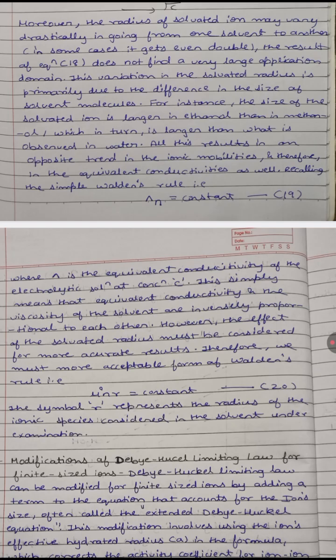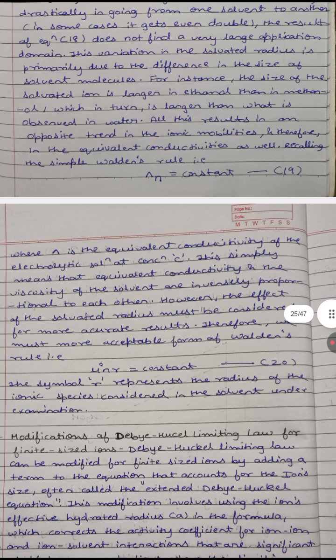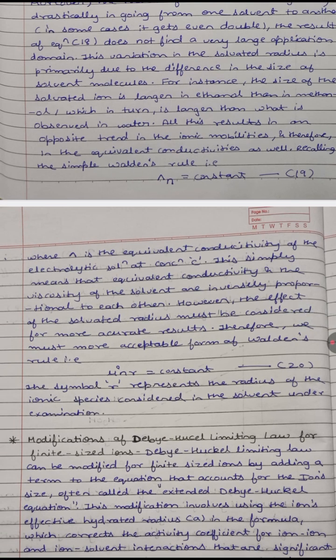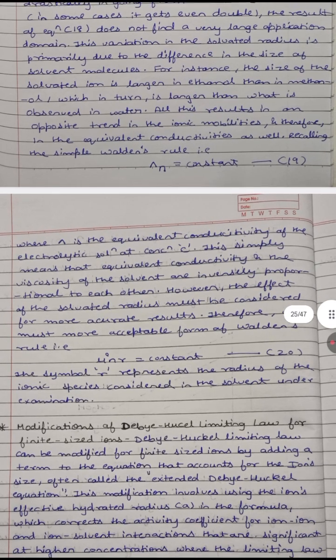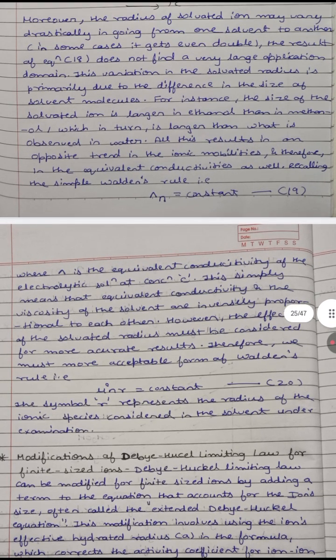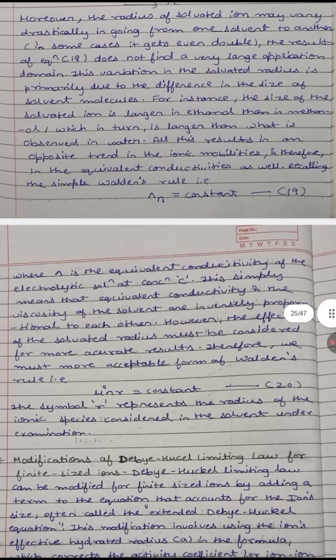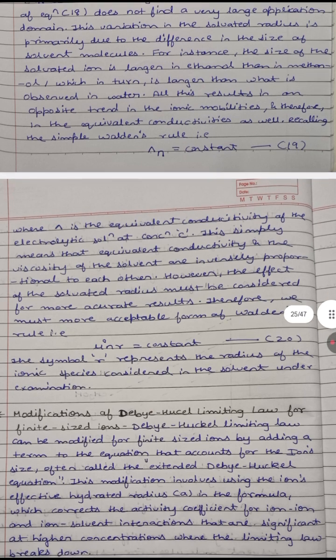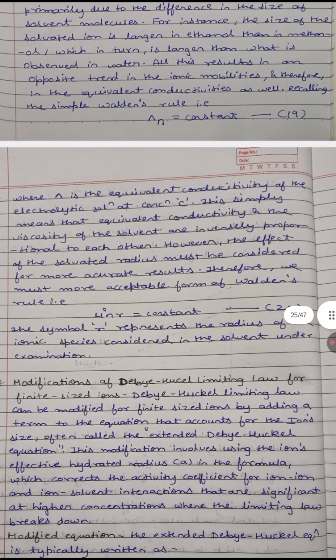In some cases, it gets even double. The result of equation 18 does not find a very large application domain. This variation in the solvated radius is primarily due to the difference in the size of the solvent molecules. For instance, the size of the solvated ion is larger in ethanol than in methanol, which in turn is larger than what is observed in water. All this results in an opposite trend in the ionic mobilities and therefore in the equivalent conductivities as well.